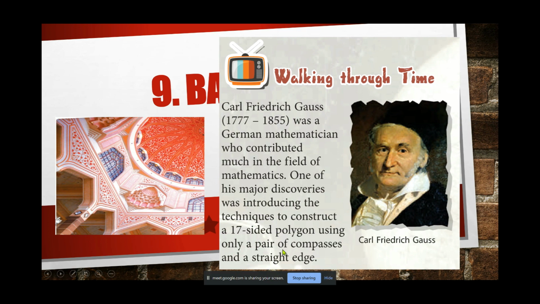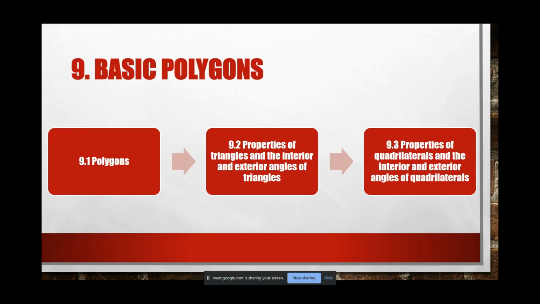So in this basic polygon chapter, first thing is it is divided into 3 subtopics. The first subtopic is polygon. This is what we are going to enter today. The next subtopic is about the properties of triangles and the interior and exterior angles of triangles. So you are going to know what is interior and exterior angle, all about the triangle later on. Last is the properties of quadrilaterals and the interior and exterior angles of quadrilaterals.